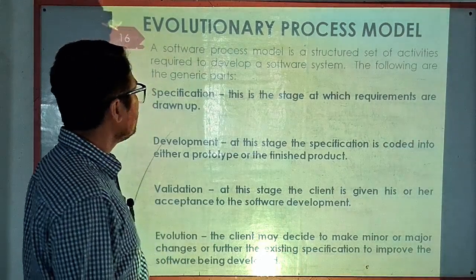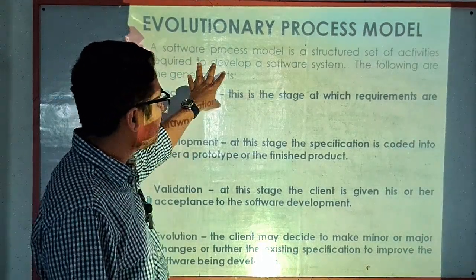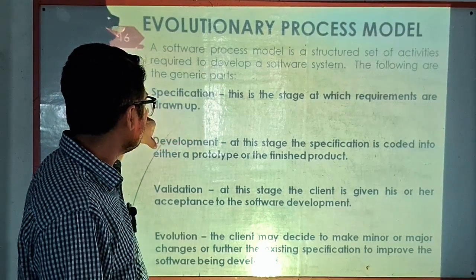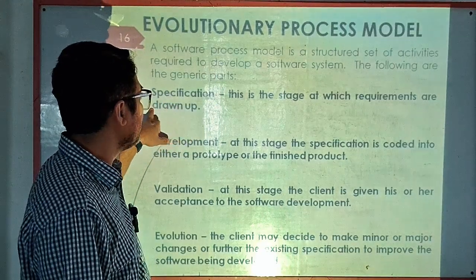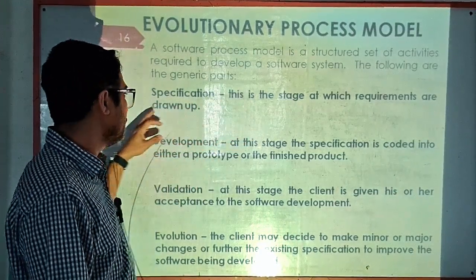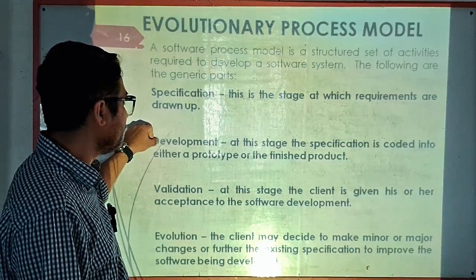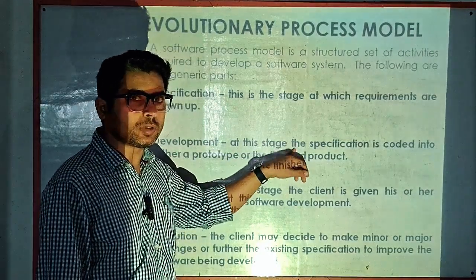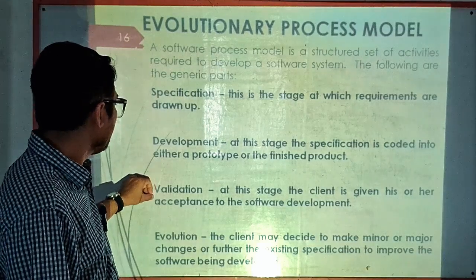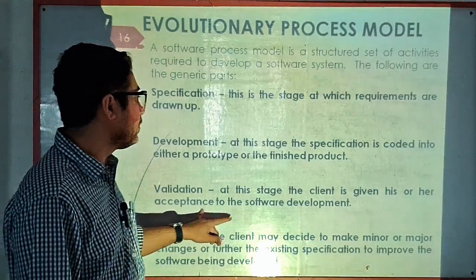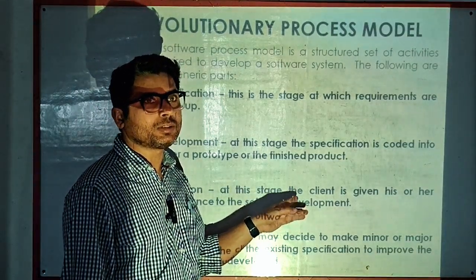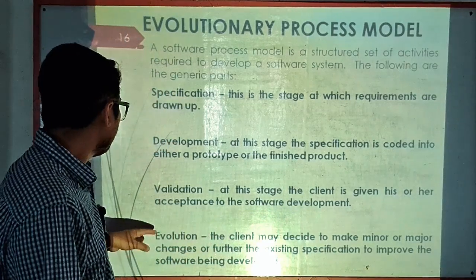So the evolutionary model is a structured set of activities required to develop the software. Number one is specification. This is the stage at which requirements are drawn up. So requirements are always there. The second phase is development. In this stage, the coding and the programming is done. The third one is validation. At this stage, the client gives acceptance of the software development. The client will be shown a partial part of the software, and when the confirmation is done, then it will be continued. The fourth one is evaluation.